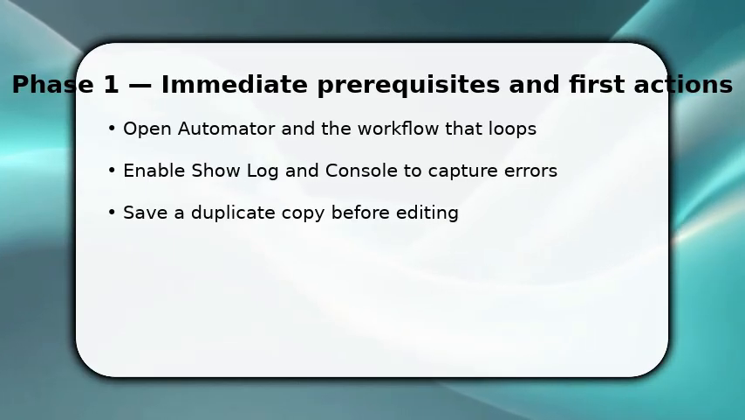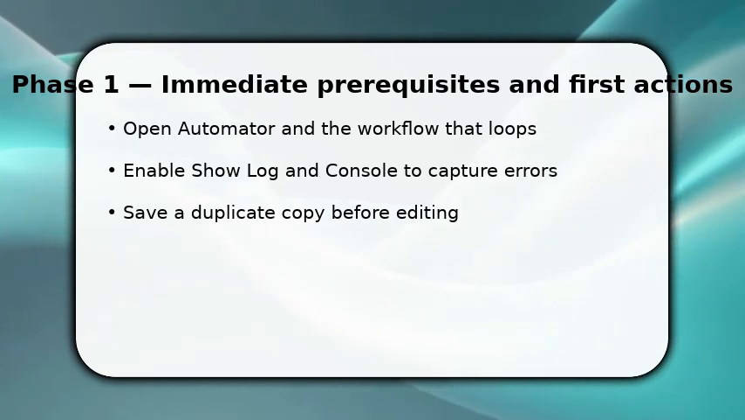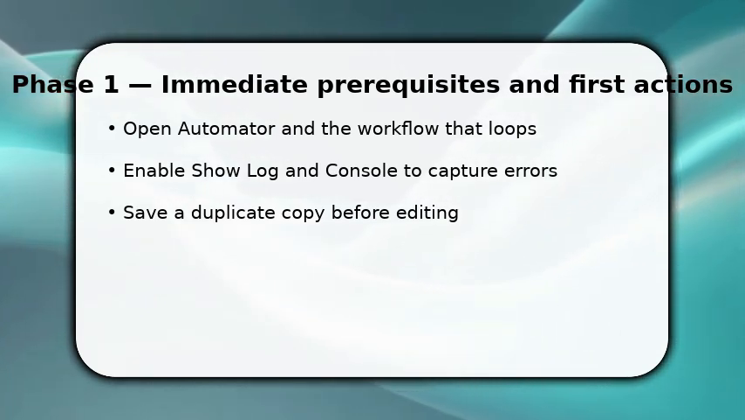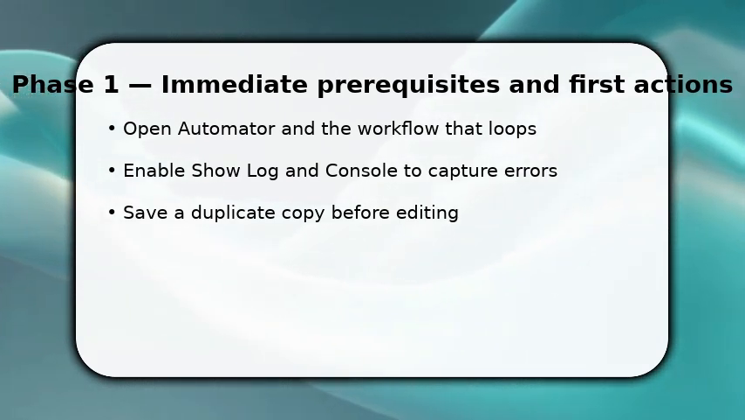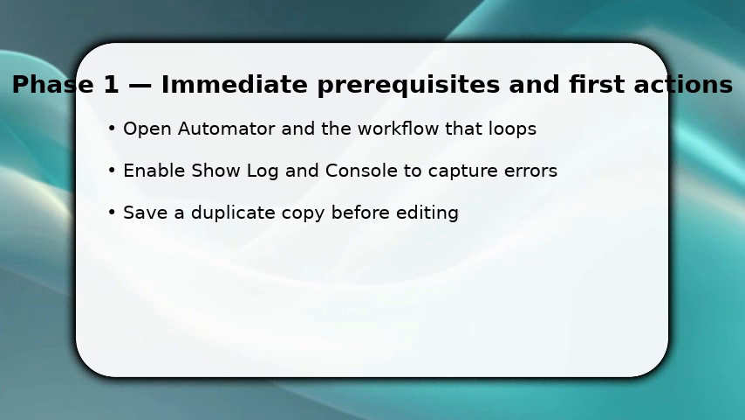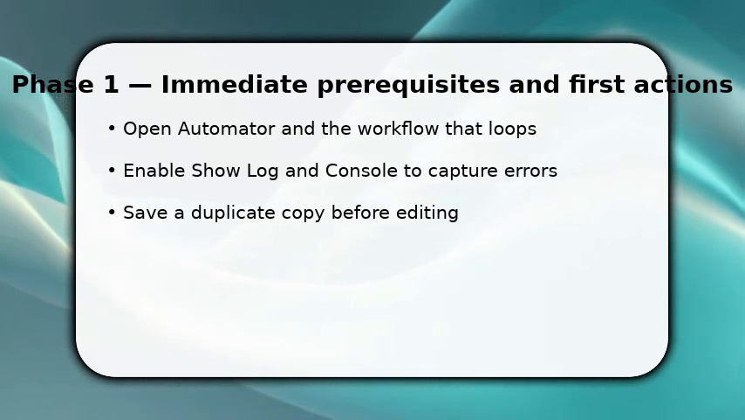You begin by finding the workflow file and duplicating it immediately, so you have a safe fallback. Open the Automator document and enable logging or the console output to observe repeated steps. This shows which action triggers the loop.